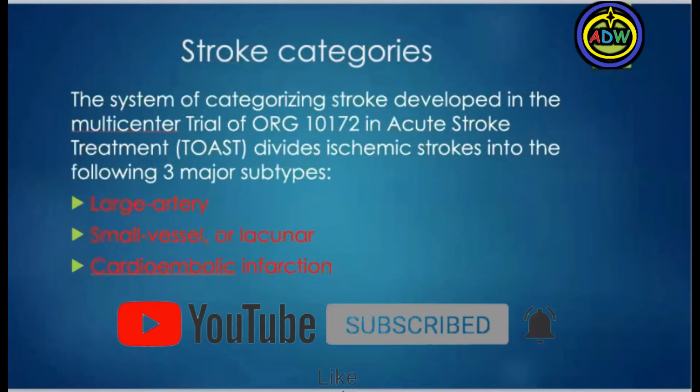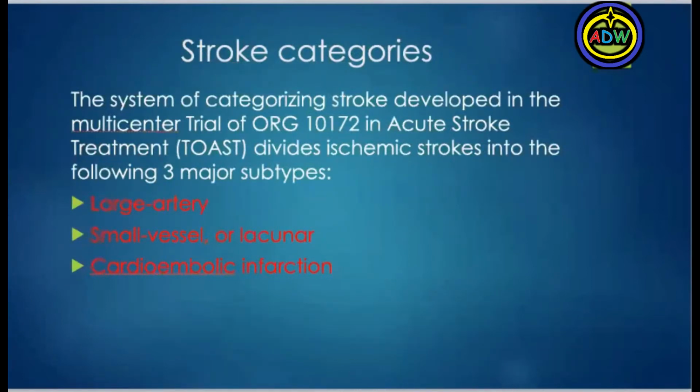So as we discussed in the first class, there are different subtypes of stroke: large artery stroke, small vessel or lacunar stroke, and cardioembolic infarction. Large arteries are the arteries presented in the circle of Willis, for example the basilar artery and the internal carotid artery. These arteries are most commonly damaged by atherosclerotic changes.